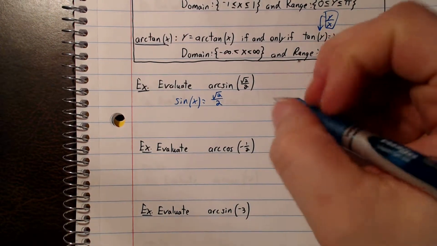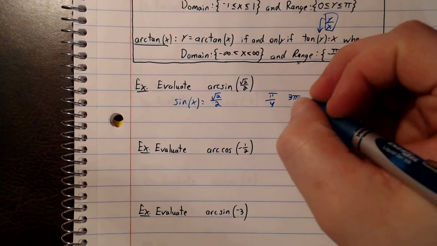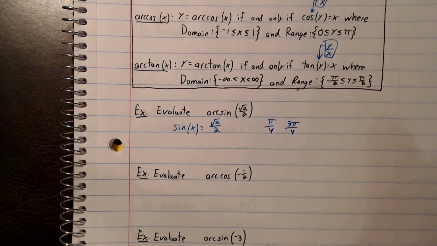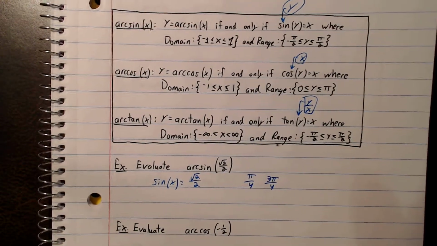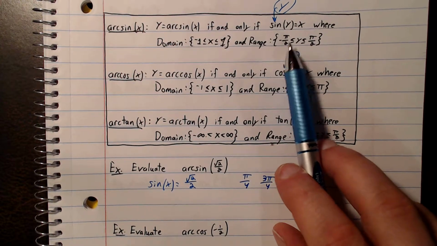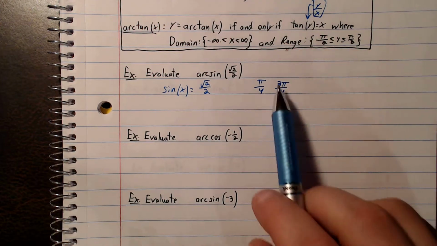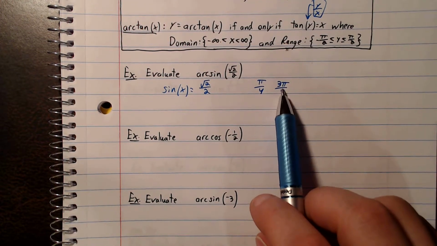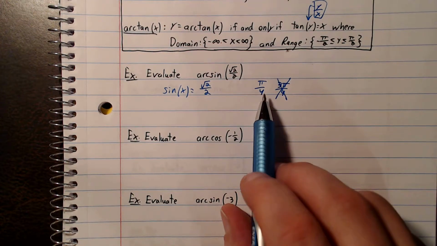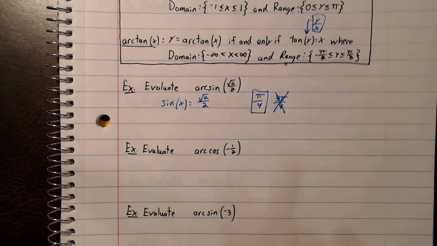So here's the ones that we said worked: pi over 4 and 3 pi over 4. Two answers, so we got to get rid of one of them. Well, that's where the range comes into play. We need answers that are between negative pi over 2 and pi over 2. This is past our range. It doesn't fit. This one, however, is within our range. So this works. Pi over 4 is our solution.